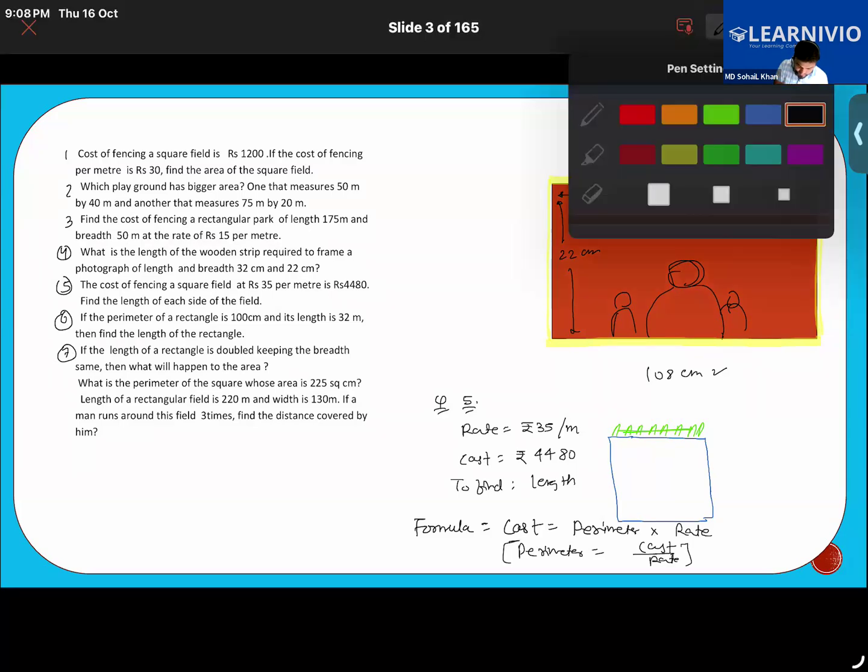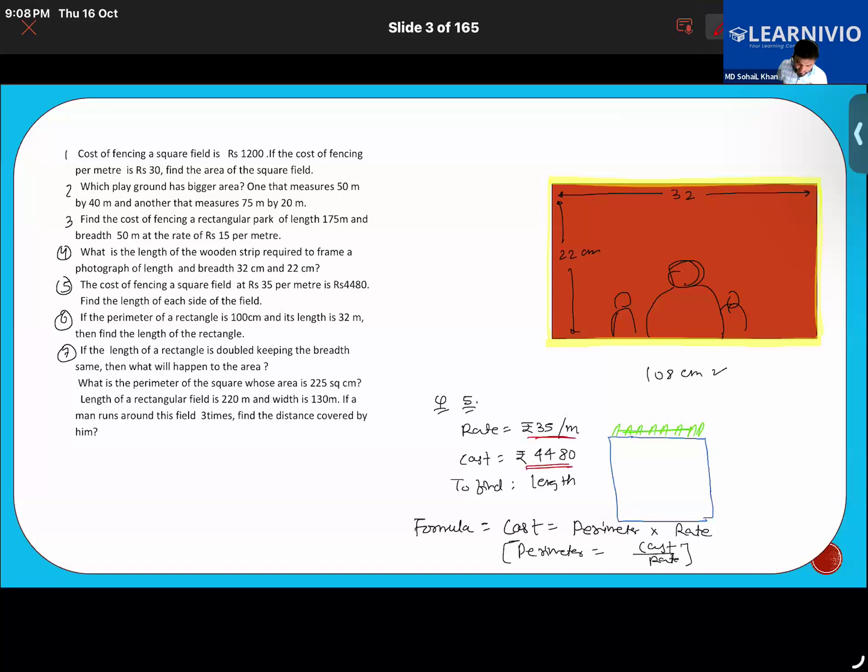Now we are going to put the value of cost and rate. You divide them to find the perimeter. Whatever perimeter you find, you will write it here. The formula for the perimeter of a square is 4 into side. So whatever value you get, you divide that by 4, and that will give you the answer. So find the perimeter: divide 4,480 by 35. Take your time. Do not hurry.